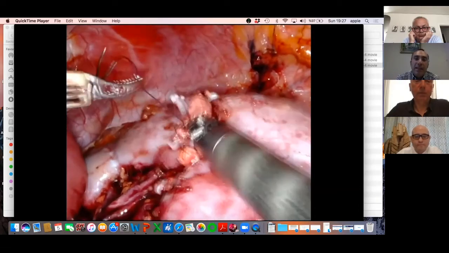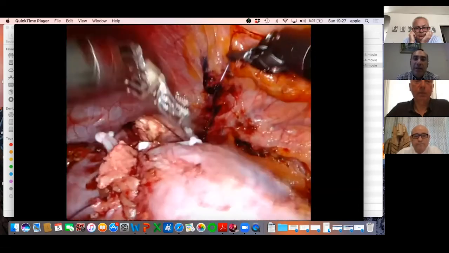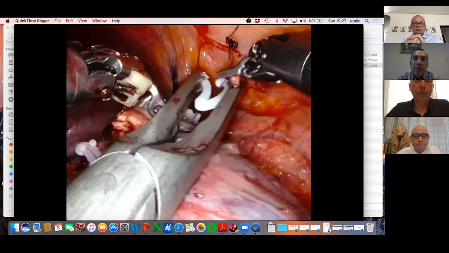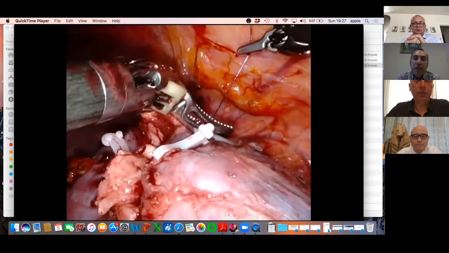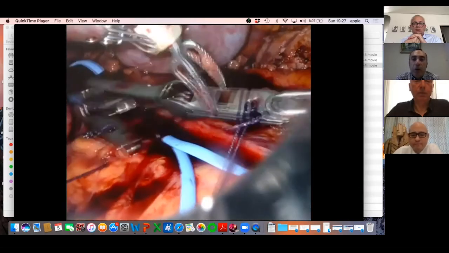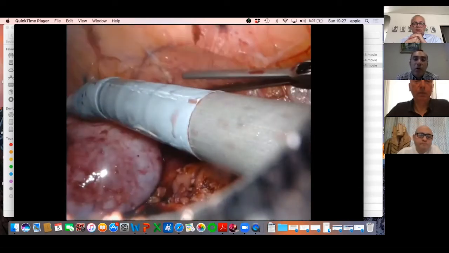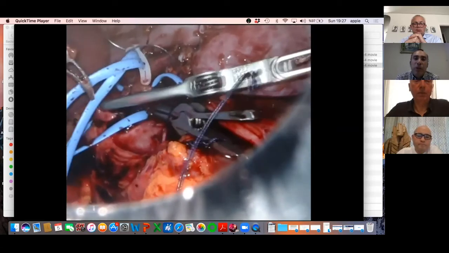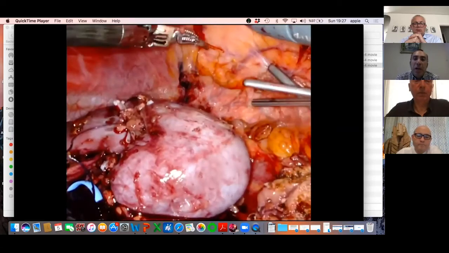So we can tighten it, and we always tighten the beginning of the starting point of the renorrhaphy by adding another Hem-o-lok clip. So all the bulldog clamps are removed one by one in order to see if we have any major bleeding.